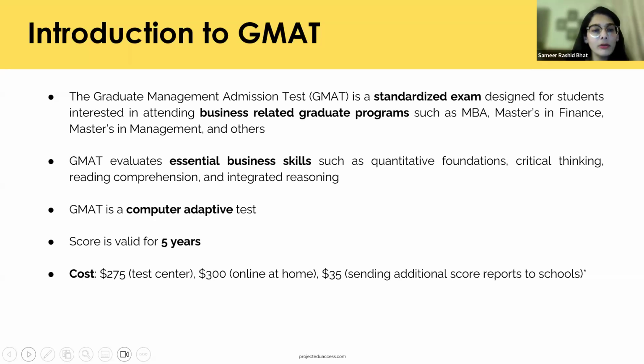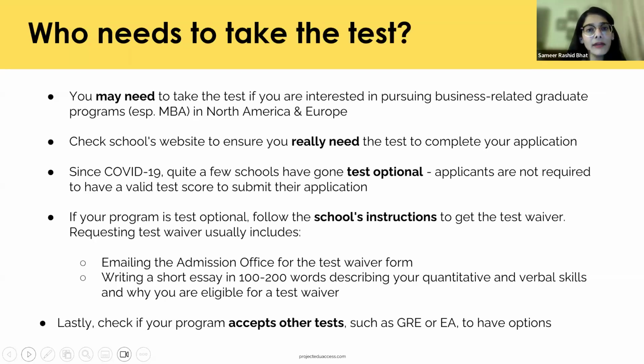The score, like GRE, is also valid for 5 years. The cost you can see on your screen, and again, this is something that keeps changing, so you can check the website for that. Who needs to take the test? Again, very similar. Look at your specific course program, look at your specific department. This is very popular usually again among business programs, quant-related programs, and more so in the US than UK, as well as Europe also.